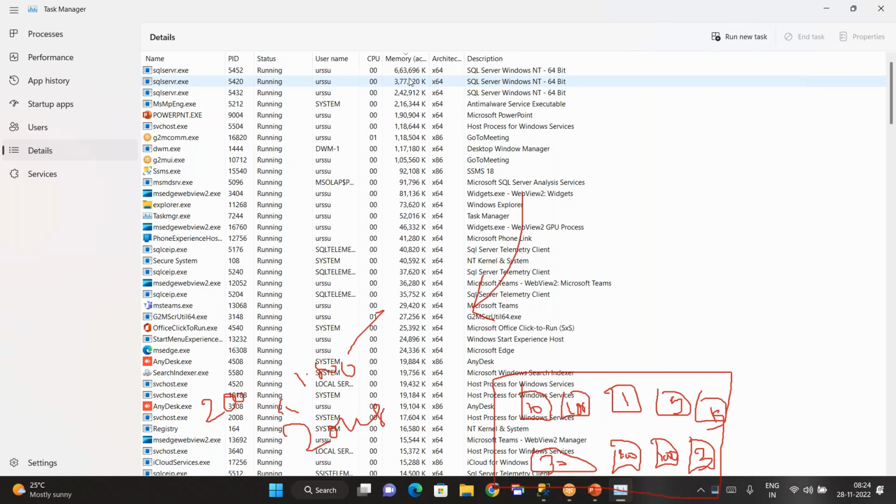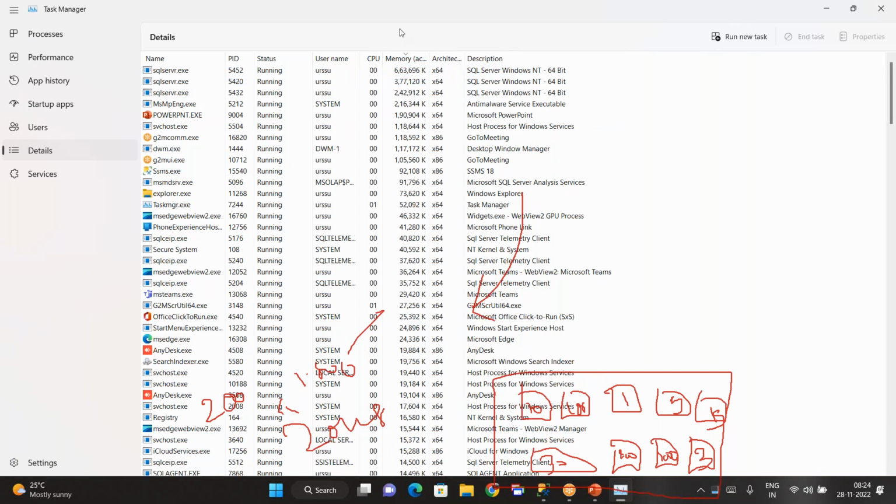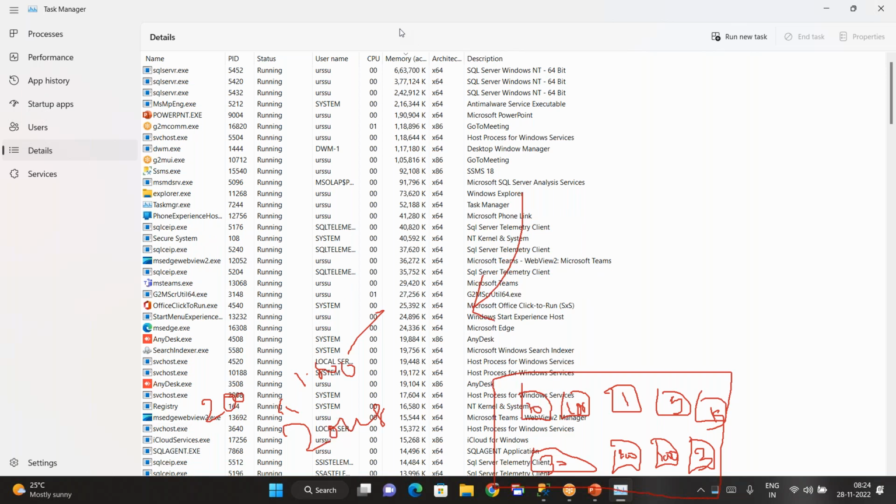So we have one very important DMV, sys.dm_os_process_memory. That will tell us how much SQL is currently consuming. Because once SQL reaches 90%, sir, it will stay at 90%. It never calms down until you restart the server.